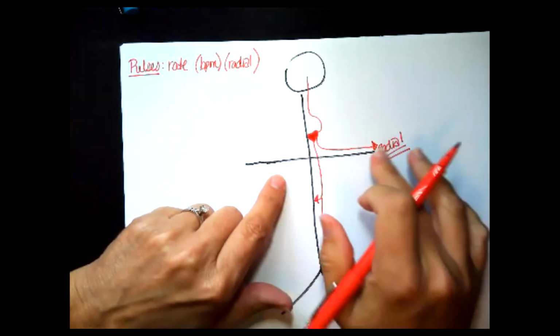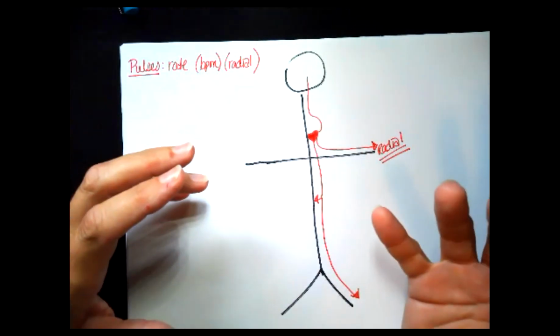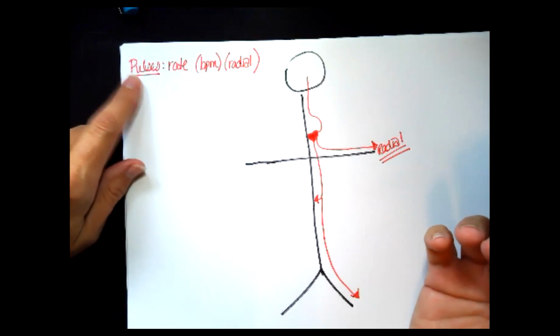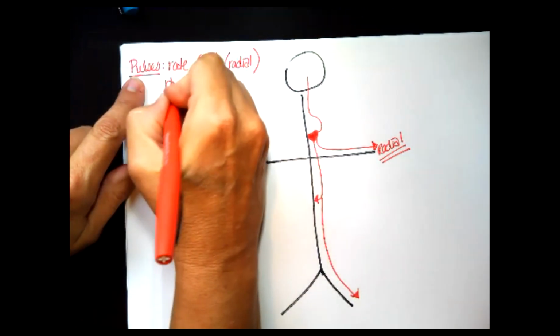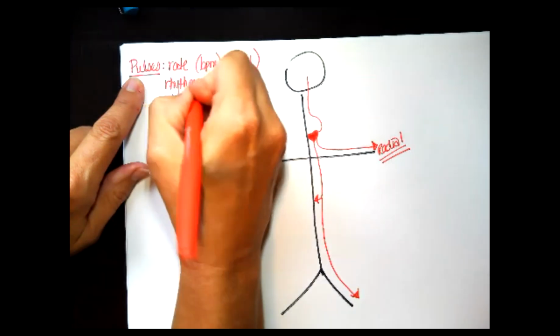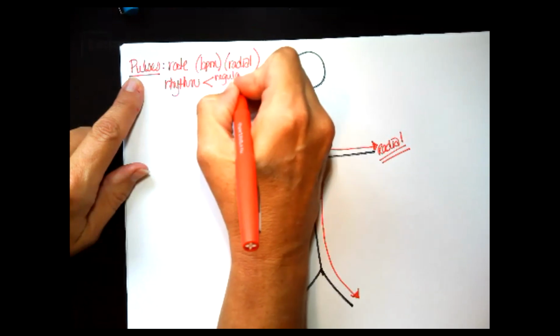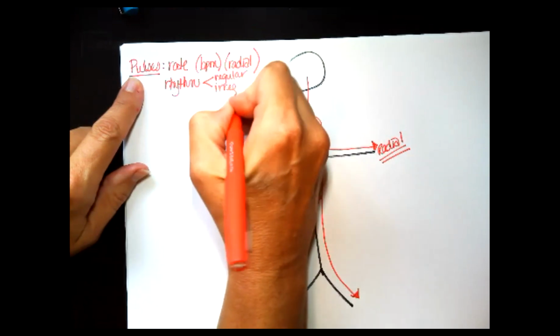But as you're looking for perfusion and how well blood is getting to these areas, now we're going to look at other aspects of the pulse as well. And one is the rhythm. Okay? And the rhythm can either be regular or irregular.